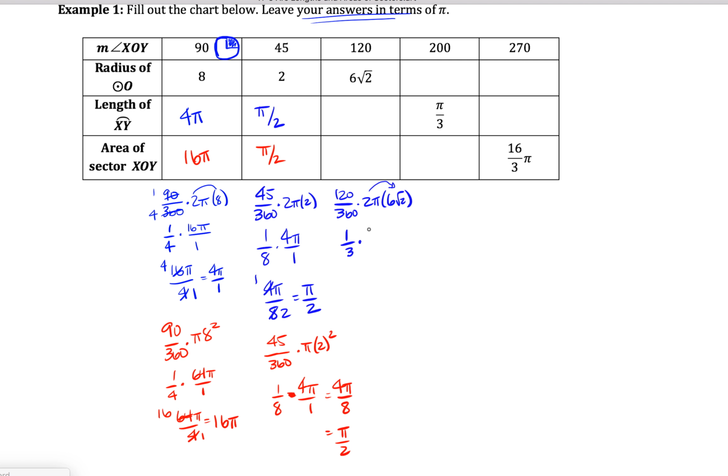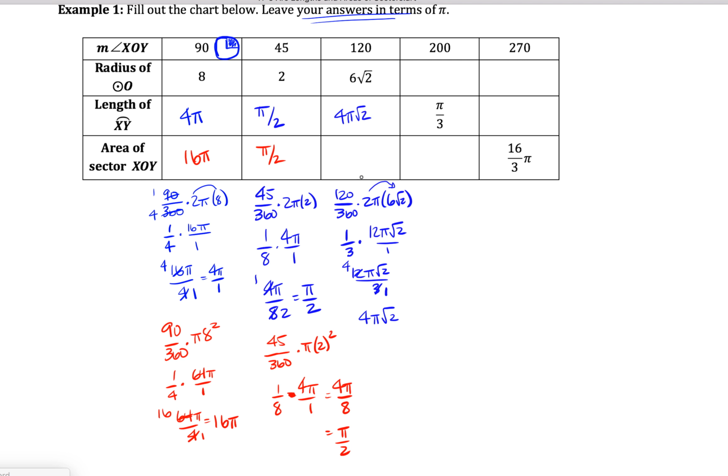So 2 times 6 root 2 is 12 root 2. So we're going to write that as 12 pi root 2 over 1. So now when we multiply all that together, we have 12 pi root 2 over 3. We can simplify by dividing that by 3 and turning it into a 1, dividing the 12 pi root 2 by 3, which just turns the 12 into a 4. So now we have 4 pi square root 2.